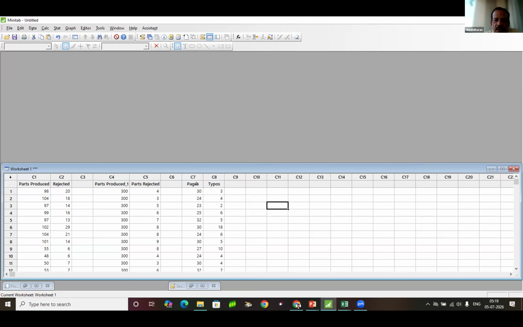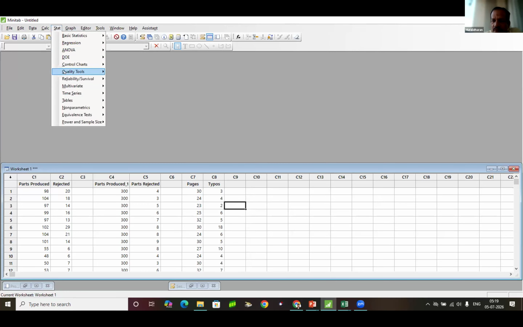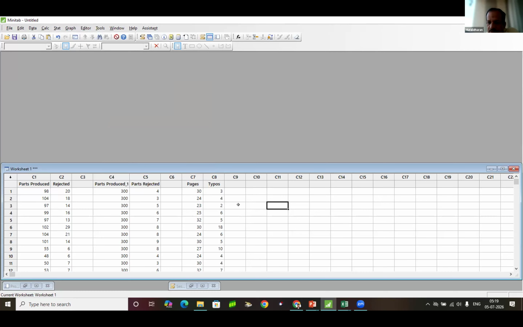I copied and pasted in the Minitab, in the C7 and C8 only. And pages typo was available. But when we do that control chart attribute, only the previous chart C4 and C5 is coming. Should we refresh? There is no C1, C2, C4, C5 needed. You don't have C7 and this.